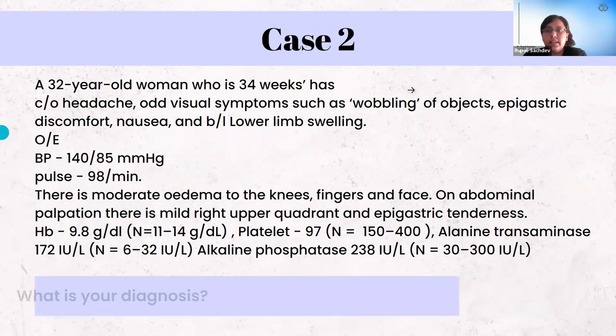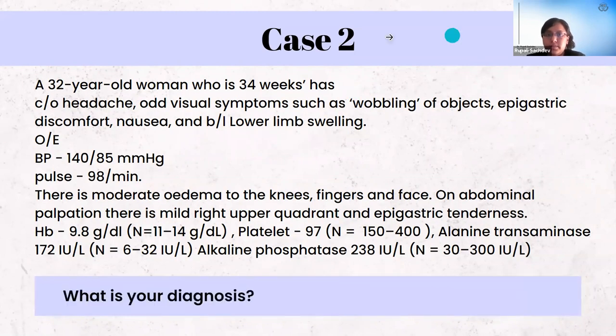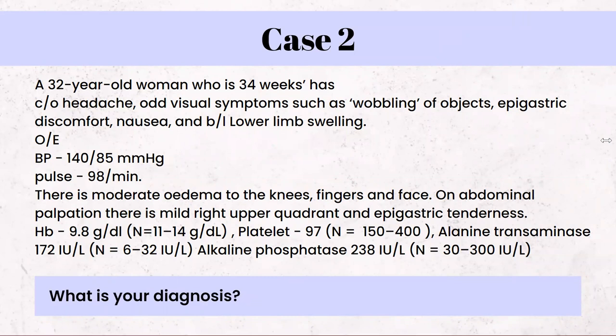Ma'am, you want to add anything? Yes, AST usually is more than 70. And the LDH also we've got to monitor. It is more than 600 in a case of HELLP.